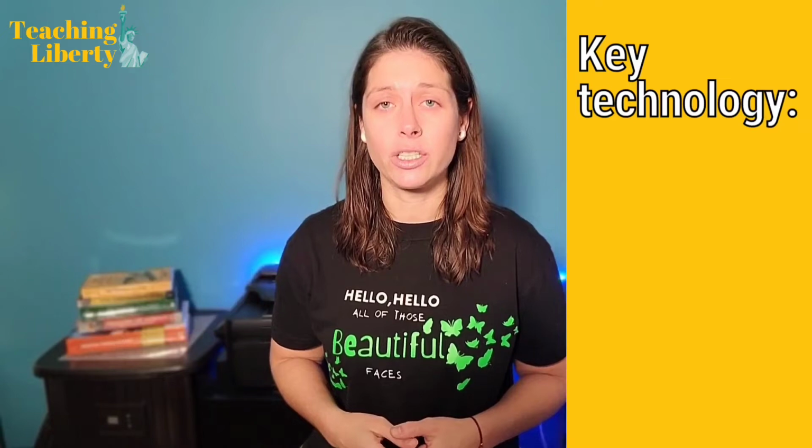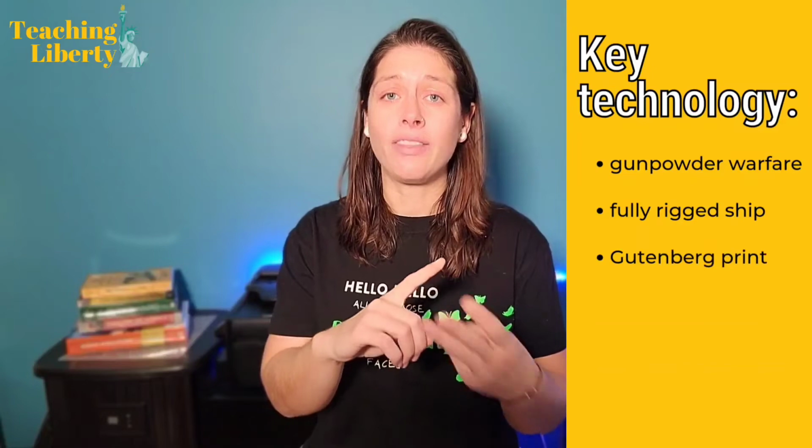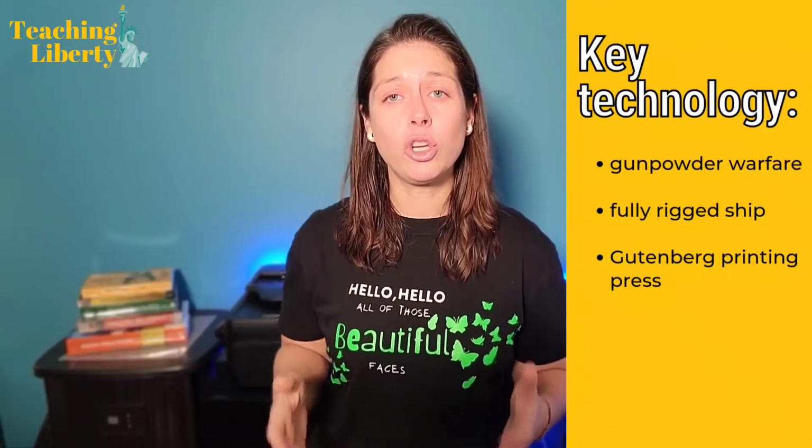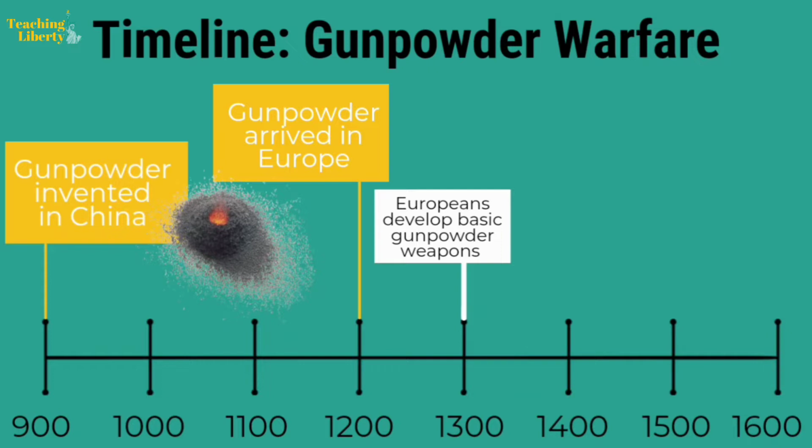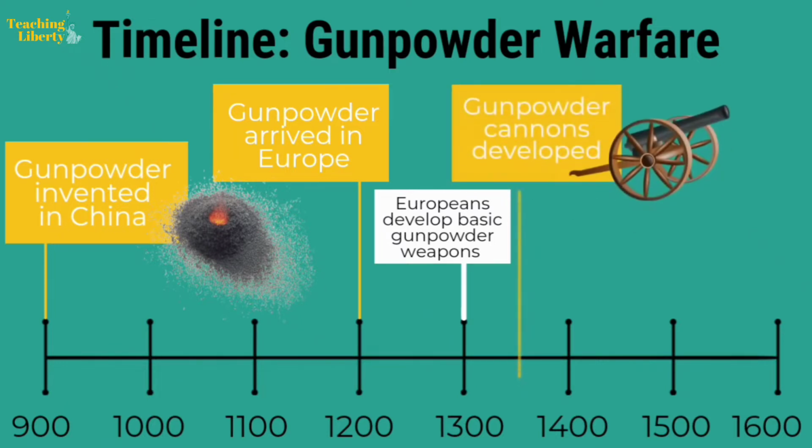This transition was made possible by the emergence of new technologies. Perhaps most important were gunpowder warfare, the fully rigged ship, and the Gutenberg Press. Let's take a closer look at each of these, beginning with gunpowder warfare. Gunpowder was invented in China by the 900s and traveled west across the Silk Road to Europe in the 1200s. By the early 1300s, Europeans had developed hollow, cylindrical barrels capable of firing spherical projectiles. By the mid-1300s, early cannons firing stone balls became an important siege weapon.